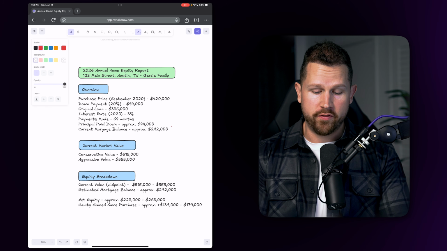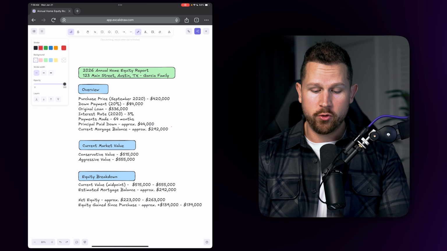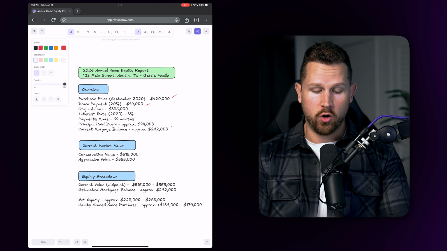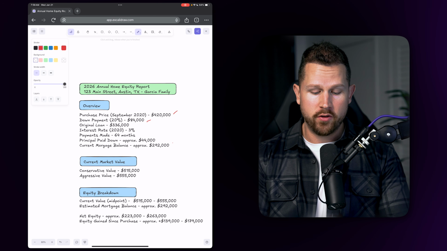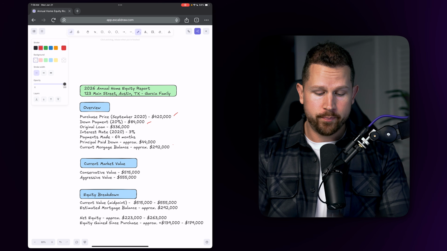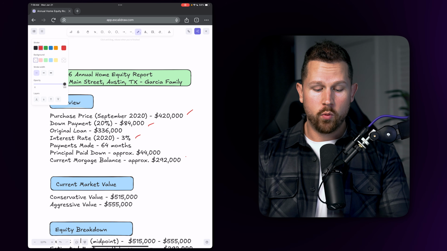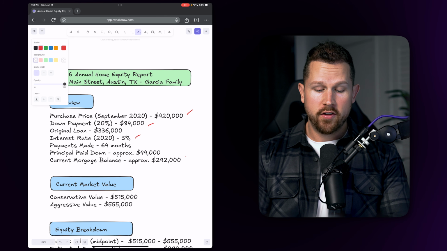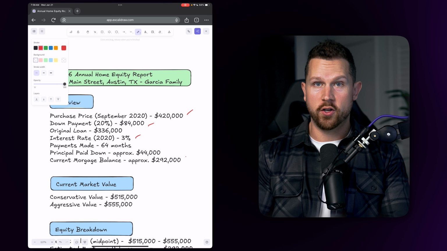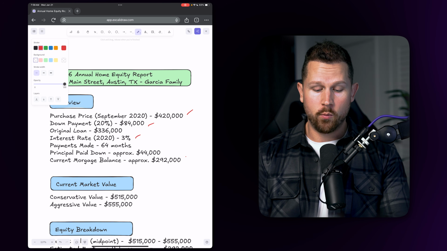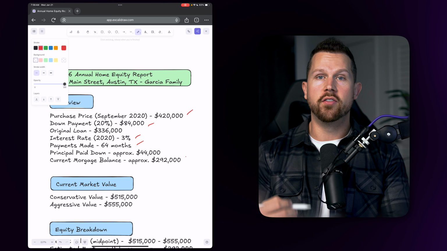As you can see here, we've got the original purchase price back on September 20th of $420,000 with a down payment of 20%, which is $84,000. So the original loan amount is going to be, as we could see here, $336,000. And if the interest rate was about 3%, they've done since September 20th of 2020, if you were running this in December of 2025, they would have done 64 months of payments.